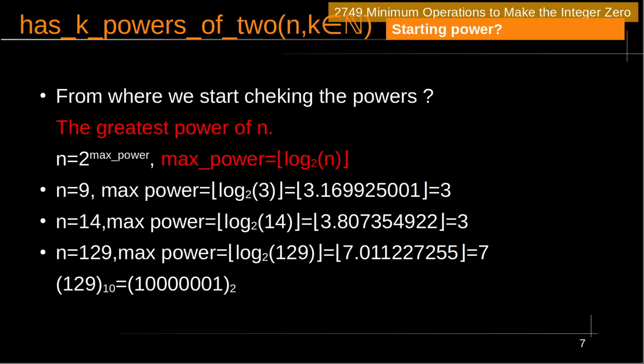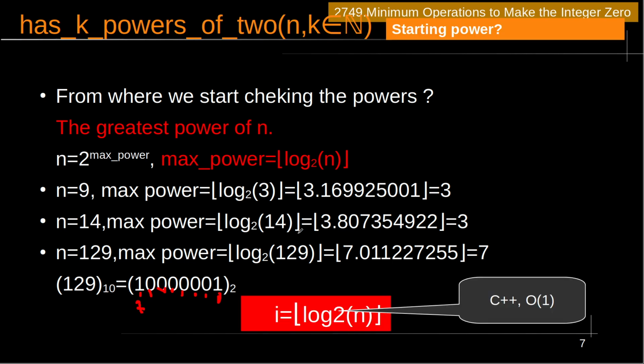For 129, the max power is log base 2 of 129, which is 7. Because as you see here, the binary representation of 129 is this one: 0, 1, 2, 3, 4, 5, 6, 7. So this is the max power of 2 that we have in 129. We can compute it in constant time also in C++.